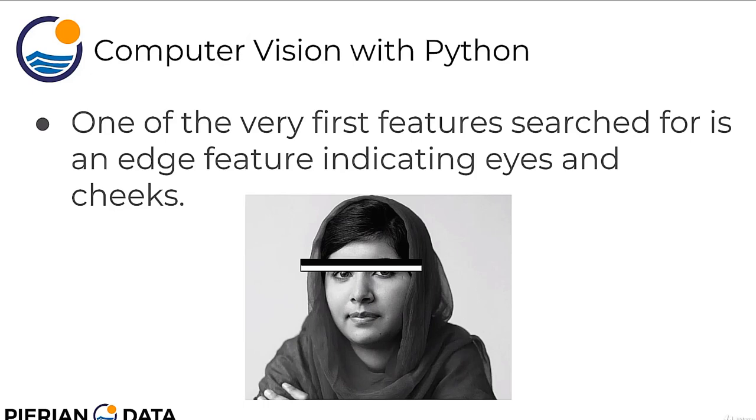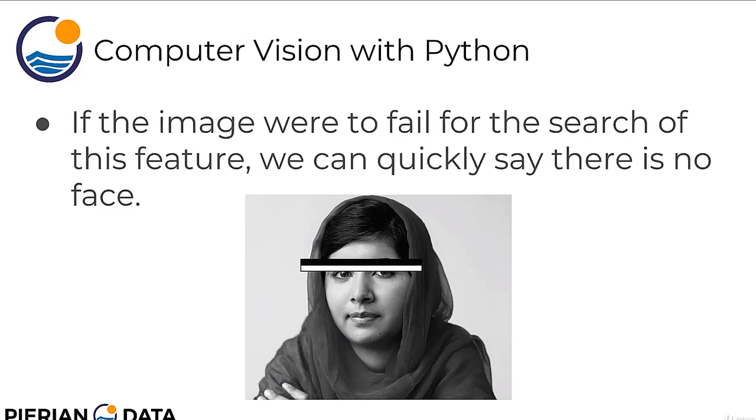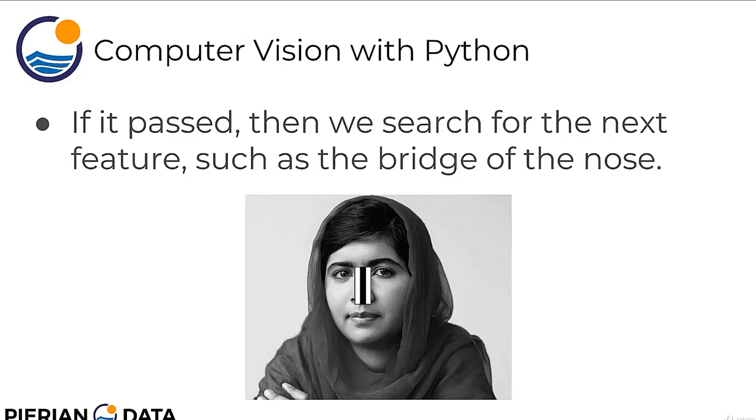So that means we have this first feature and we scan the image for it and see if it passes this test. If the image fails the search for this particular feature, then we can quickly say that there is no face there. We wouldn't have to search the other thousands of features. Instead, we just have this cascade, or series, of features, otherwise known as classifiers, to classify whether or not we have a face there. Now, if that one passed, then we search for the next classifier or feature, which is usually, I think, the bridge of the nose.